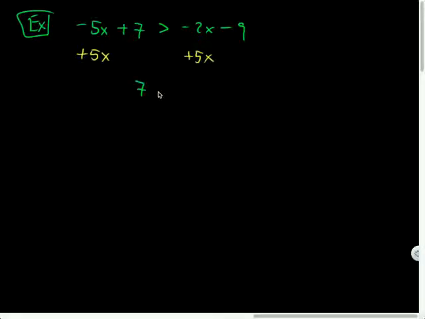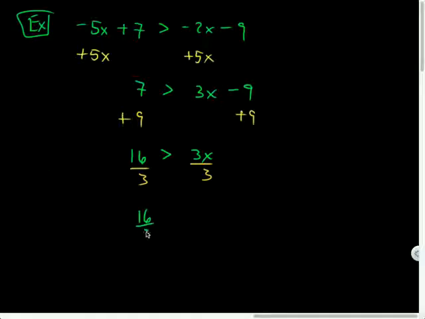So let's see, I'd have 7 is greater than... Oh man, I hate writing 7s next to greater than signs. Now I know where I'm moving my stuff, so I'm going to move this 9. Ooh, 16 is greater than 3x. And divide. And I've got 16 thirds is greater than x.